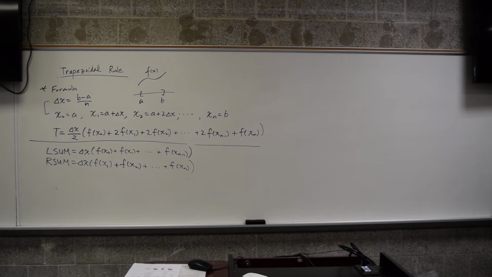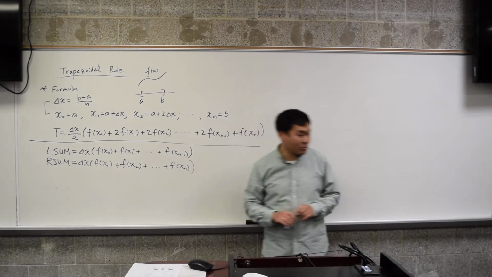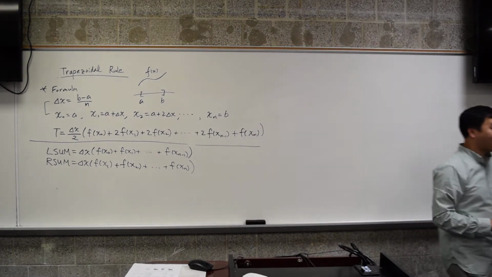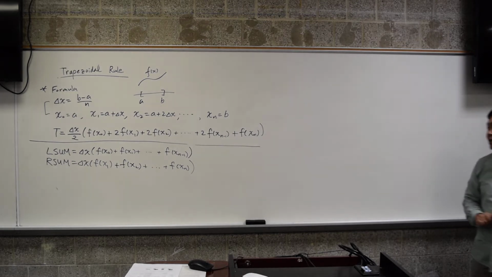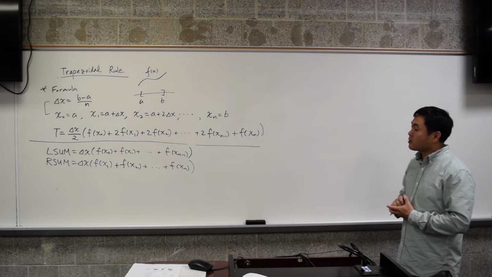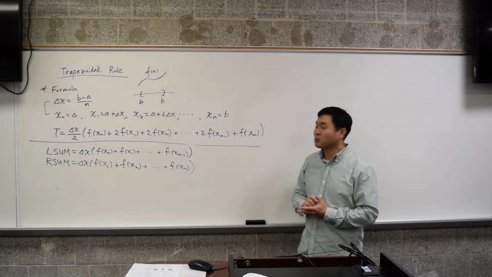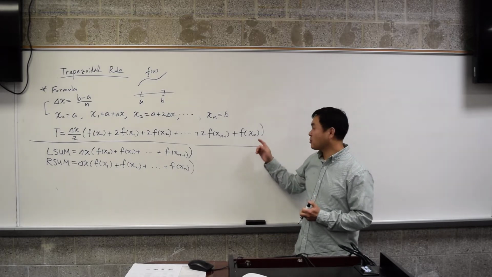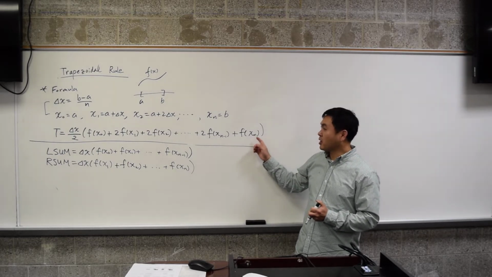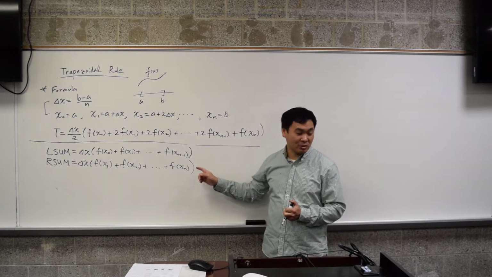Have the left sum and right sum? Okay, why do we need the trapezoidal rule if we have the left sum and right sum? That's the question that Travis asked. Right. So it's really about what's more precise. The trapezoidal rule has a better approximation than the left sum and right sum.